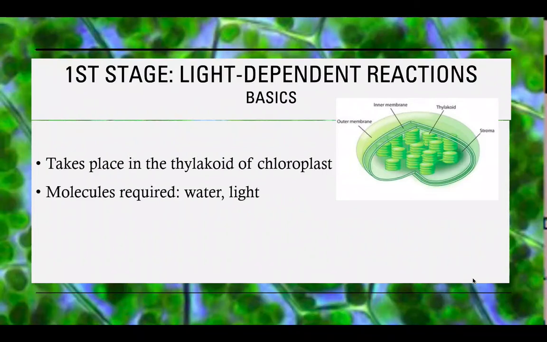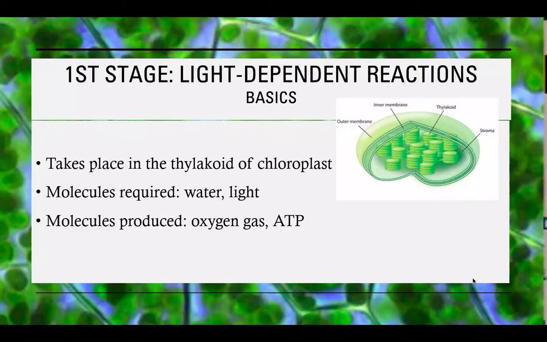So we're going even smaller than we've gone before, and now we're going inside that thylakoid, inside of the chloroplast. The molecules that are required for this first stage are water and light. And the molecules that are produced in this first stage are oxygen gas and ATP. If you don't know what ATP is, that's okay. Maybe you might have learned about it before. It's a very high energy molecule. It's very essential, but we'll talk about it later. So don't worry if you don't know what that is right now.